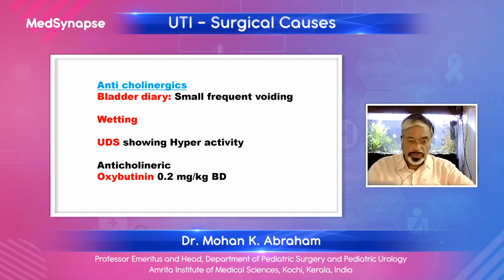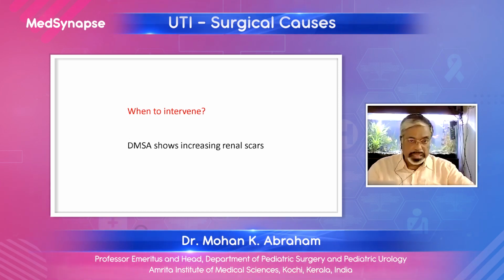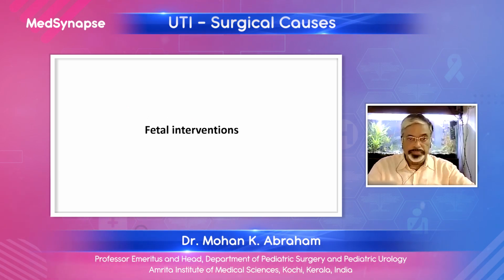And nowadays, sulfasalazine also is approved, so you can use either of them. When to intervene? When the DMSA shows increasing renal scars, that's the time to intervene. Otherwise, this is a secondary reflux. Even if you wait for 1 year or 2 years, if there is no renal damage, then you can wait longer and these refluxes will subside.